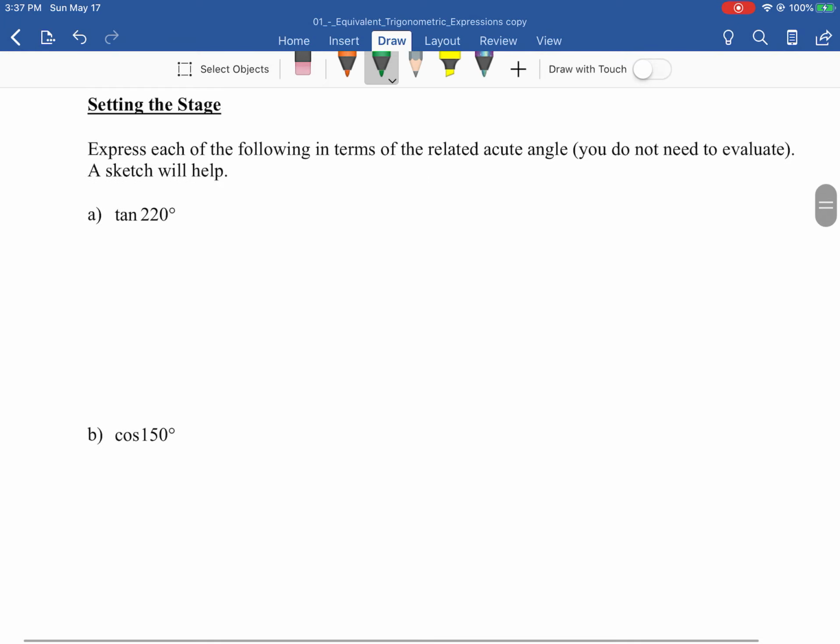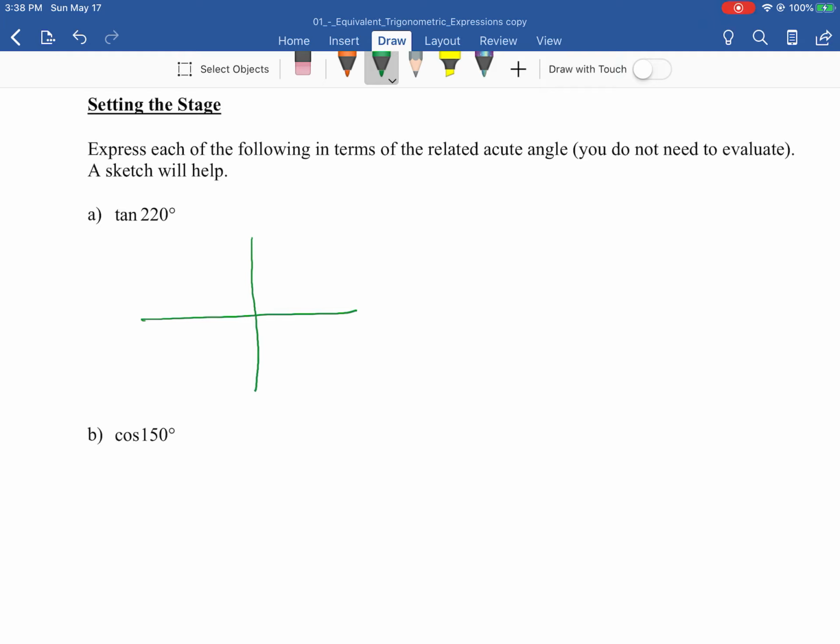Okay, so really to frame what I'm up to here: express each of the following terms in terms of the related acute angle, and you don't need to evaluate. A sketch will help. I will evaluate them at the end, just to really show off what's happening. But a sketch really, really helps here. Now, when you first do these, I actually find two sketches are helpful. So as I go along, we may reduce it to only having one sketch with two things on it. But you'll see as it goes along.